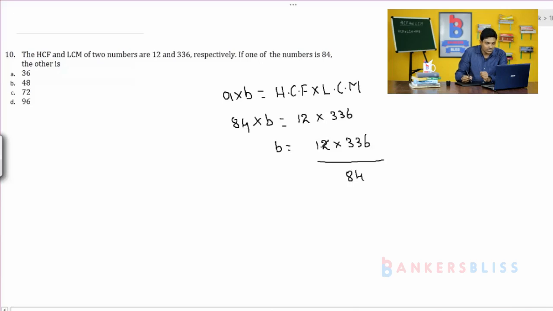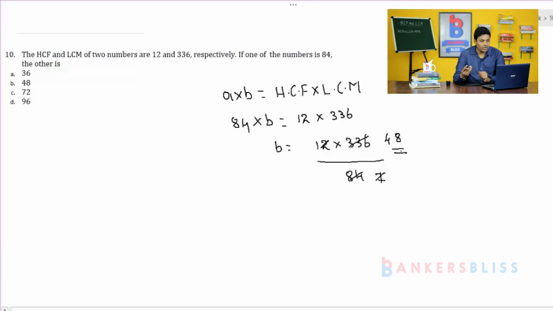So, 12 5s are 60, 12 6s are 72, 12 7s are 84. Now, 336 divided by 7. So, 7 4s are 28, 7 8s are 56. So, the other number is 48. Option B is the right answer.